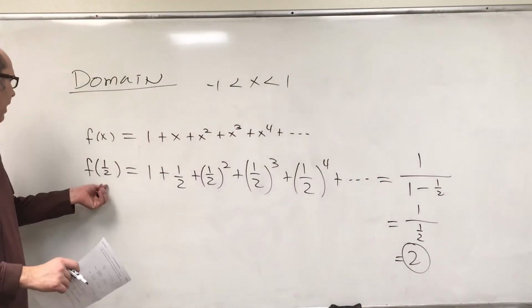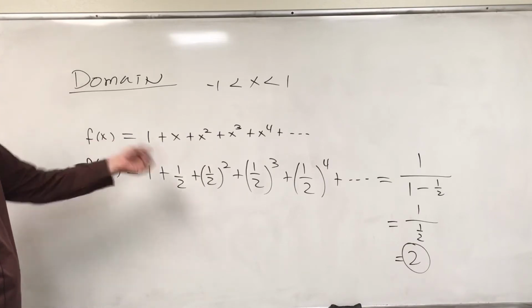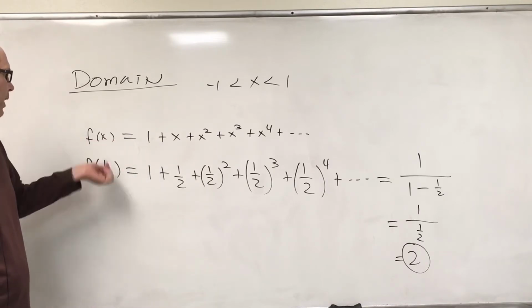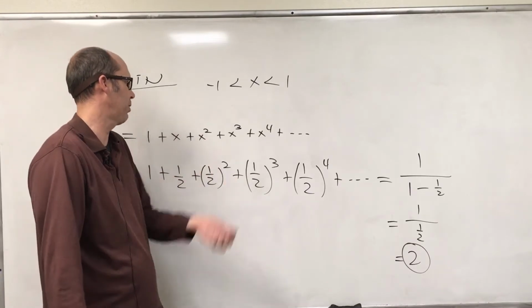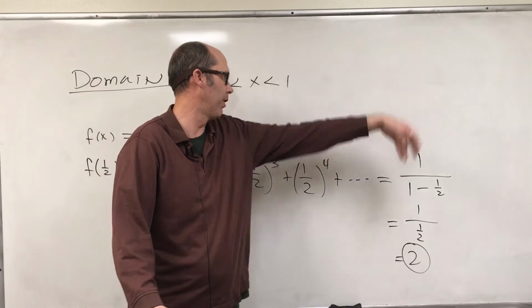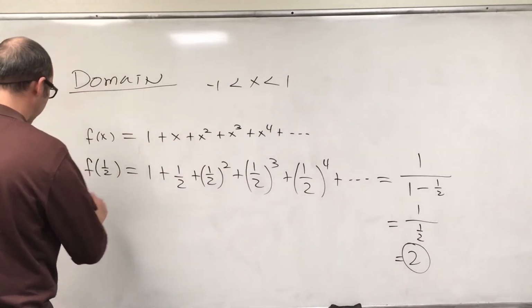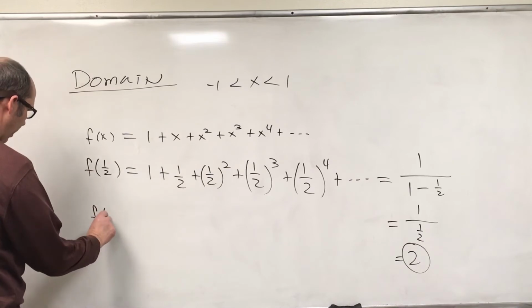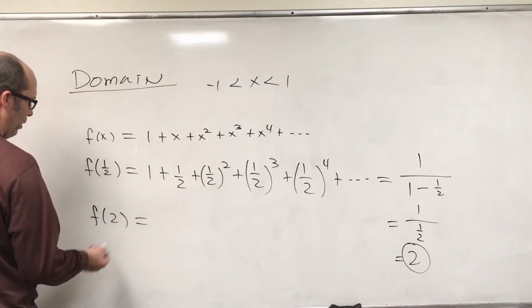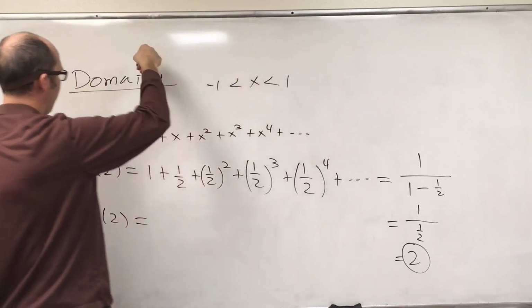Okay, so 1/2 is in the domain of this infinite polynomial, this infinitely long polynomial, f of x equals 1 plus x squared plus x cubed plus x to the 4th plus x to the 5th plus x to the 6th plus x to the 7th, and on and on and on. Right, but what happens when we plug in, say, f of 2? 2 isn't in our domain.